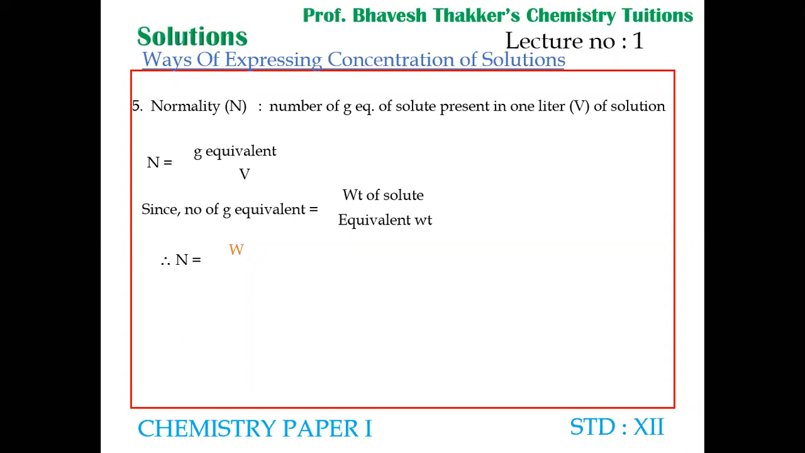So equivalent weights vary according to whether it is an acid, base or salt. So normality in general can be calculated as the mass of solute upon the equivalent mass of solute into the volume of solution in liters. 1 liter is 1 dm cube. The unit of normality is gram equivalent per liter or gram equivalent per dm cube.